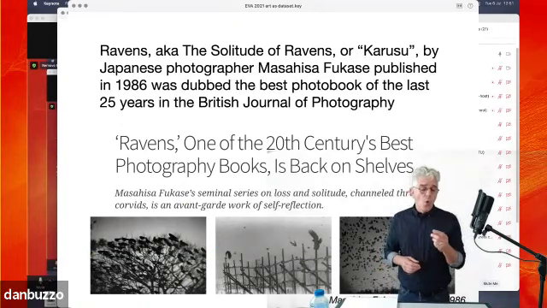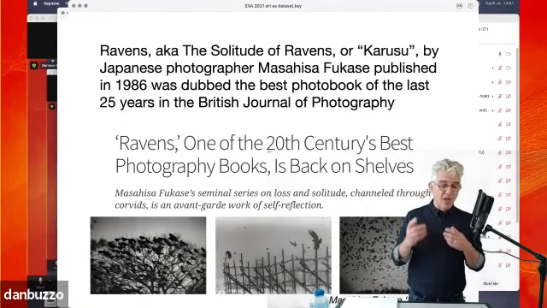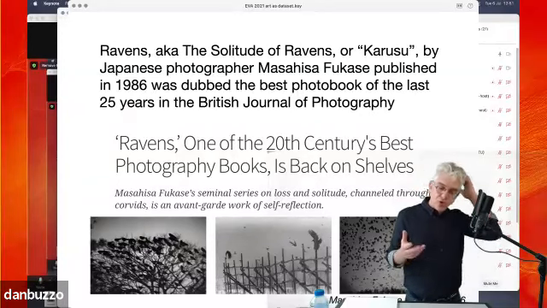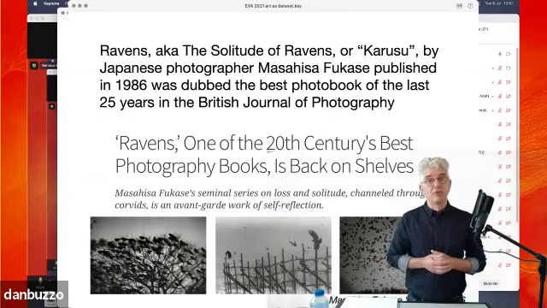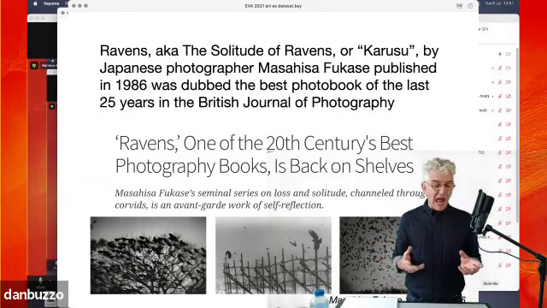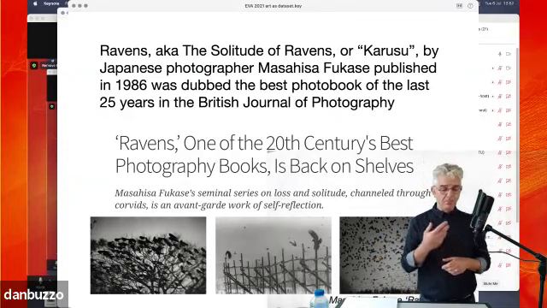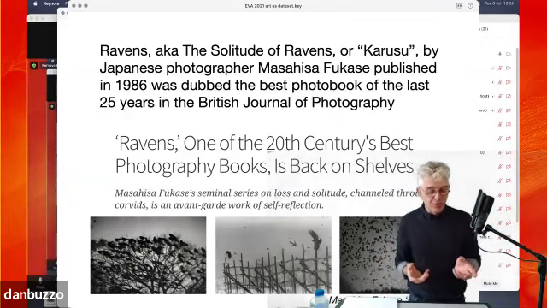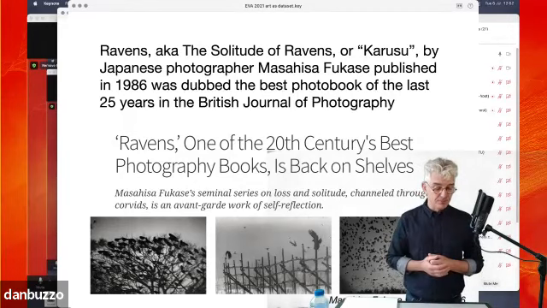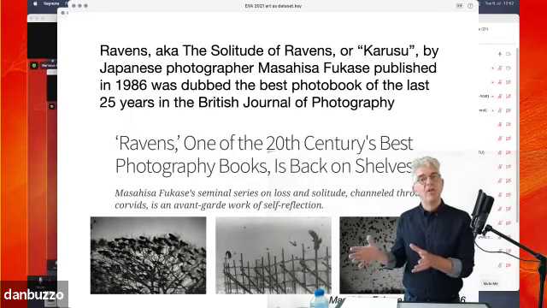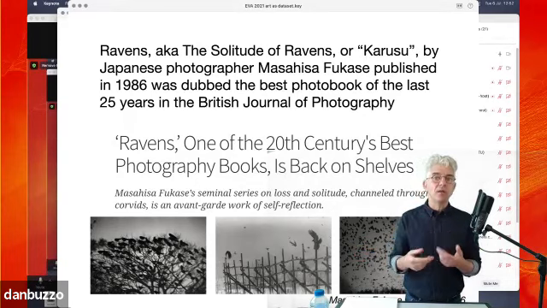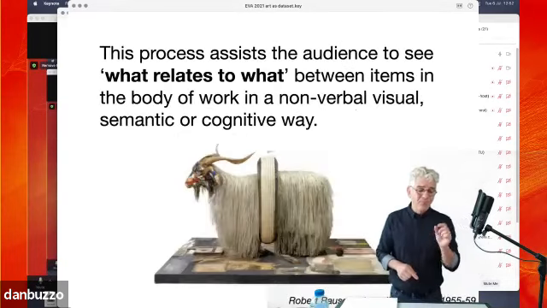And the Japanese photographer Masahisa Fukase, in the book Ravens, or Solitude of Ravens, or Karasu, which he produced over a number of years, the British Journal of Photography called the best photo book of the last 25 years, and is critically acclaimed around the world. It is pictures of ravens predominantly, but it's not about ravens. Audubon says it's a seminal series on loss and solitude channeled through corvids, and it's an avant-garde work of self-reflection. But the audience is shown repetitions of images that have a meaning that correlates together.